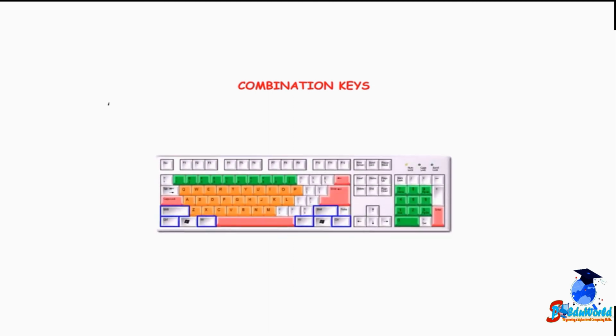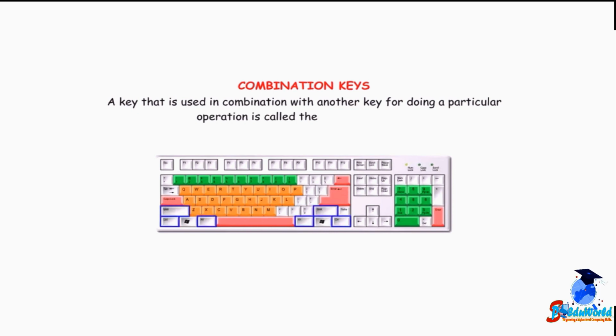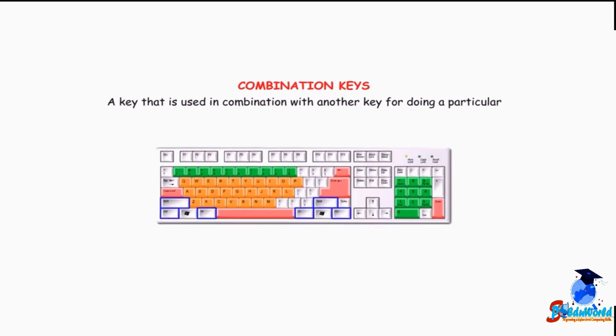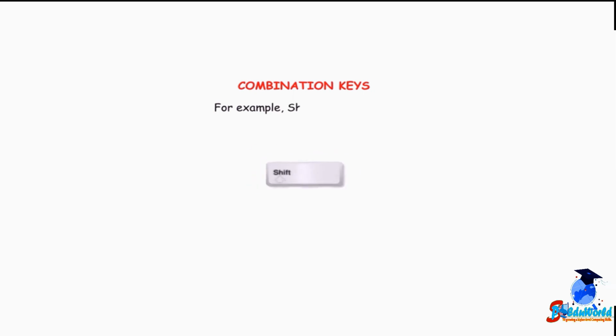Now let us talk about the combination keys. A key that is used in combination with another key for doing a particular operation is called a combination key. For example, Shift, Control and Alt.